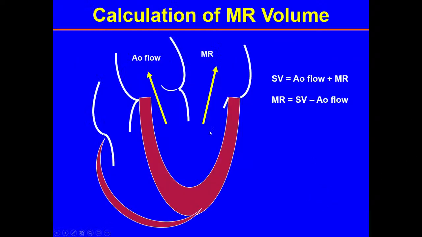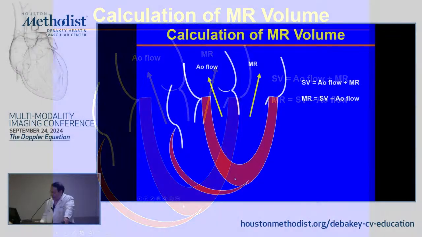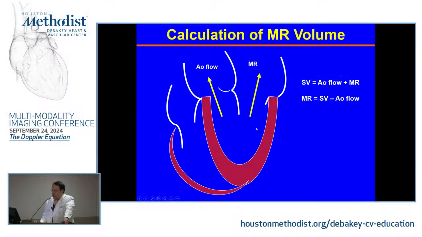So the concept of using flow to quantify MR is shown on that slide. That's sort of the basic concept. If you think of the stroke volume, when the ventricular volume decreases from end diastole to end systole, some of that flow will go through the aortic valve into the aorta, into the systemic circulation, and some of that flow will go back into the mitral valve. And so if I know the stroke volume and subtract from that the aortic flow, then I have the mitral regurgitant volume.